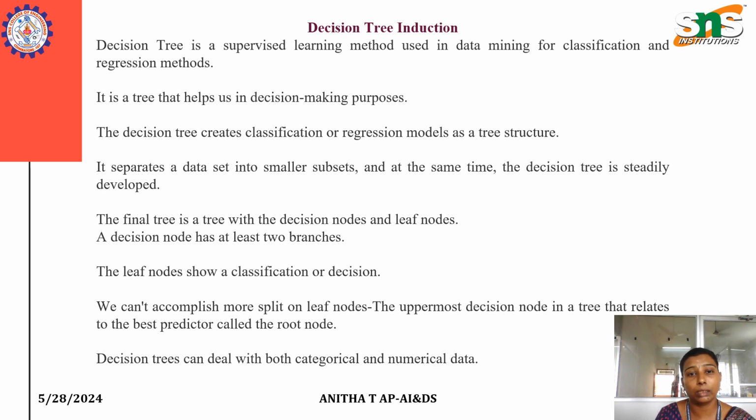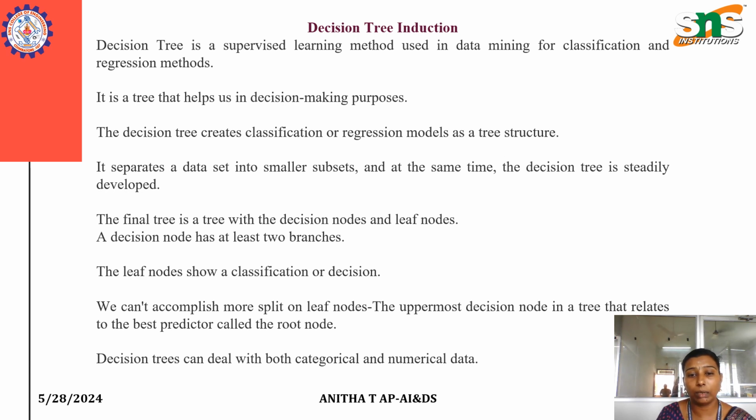It separates your data set into smaller subsets, and at the same time the decision tree is steadily developed. The final tree is a tree with decision nodes and leaf nodes. Decision nodes have at least two branches. The leaf node shows a classification or decision, and we can't accomplish more splits on leaf nodes. The uppermost decision node in a tree, which relates to the best predictor, is called the root node.